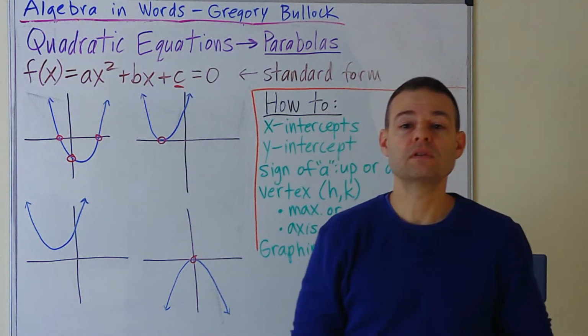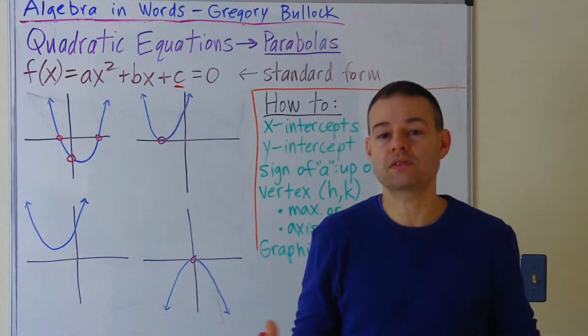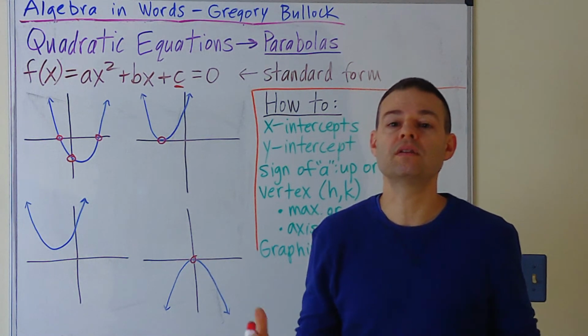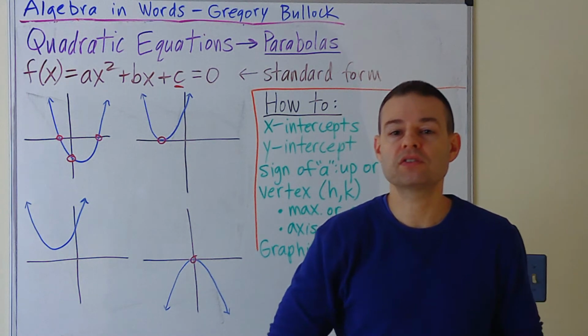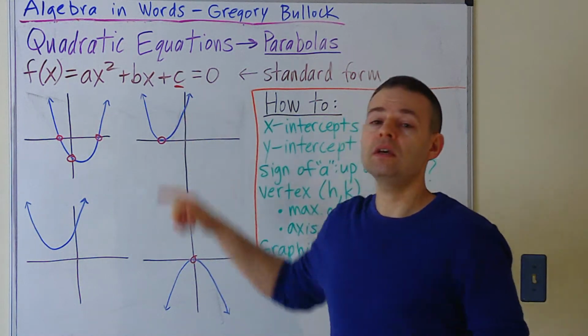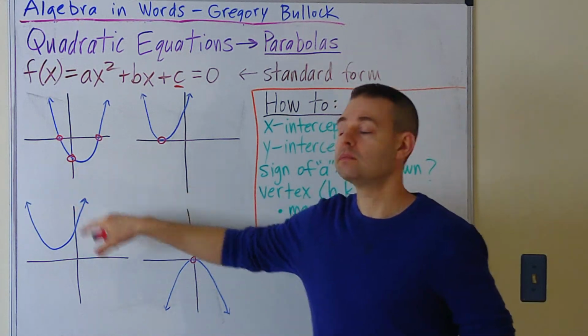Right there, C is the y-intercept. There's no work that you need to do, assuming that you already put the equation in standard form, which is why we need to do that. But there's no calculations involved. You just look at C, and C is the y-intercept. Graphically, that would be here.